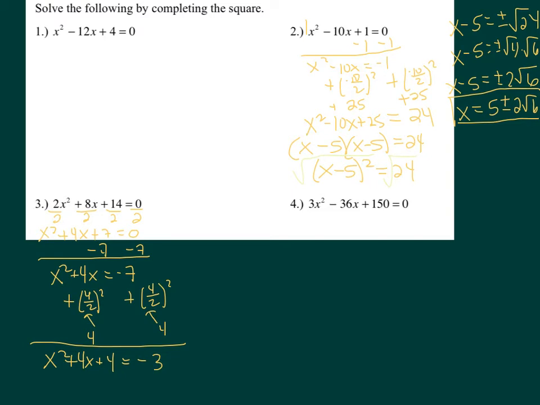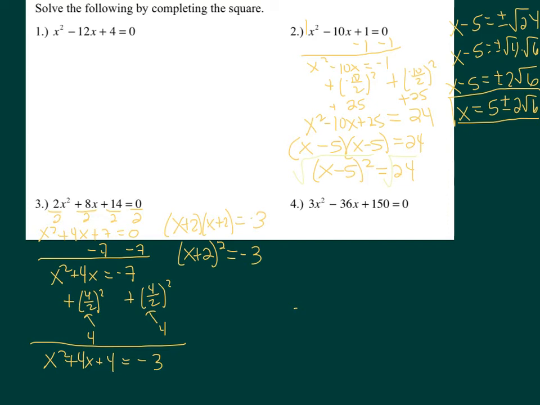So I start to see, I've got a negative over here now. So I'm probably going to end up with imaginary numbers when I solve this. But let's keep going. So next thing we do is factor the x squared plus 4x plus 4. It's going to factor into x plus 2 times x plus 2, or x plus 2, the quantity squared.